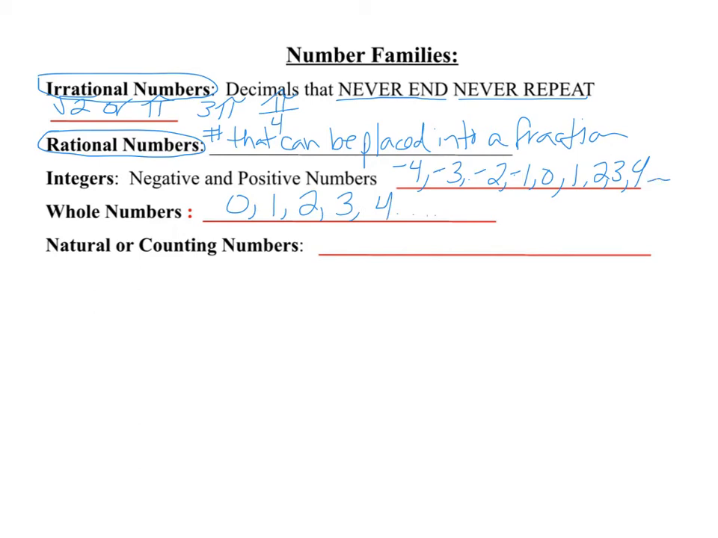What's the difference between an integer and a whole number? Well, an integer includes your negatives. Your whole numbers do not include negatives. It's just your 0, 1, 2, 3, 4. Your natural or your counting numbers are 1, 2, 3, 4.